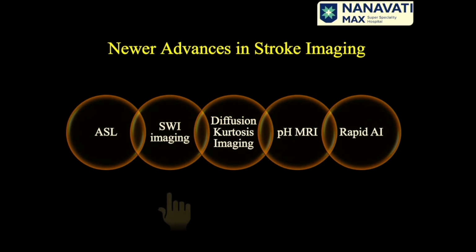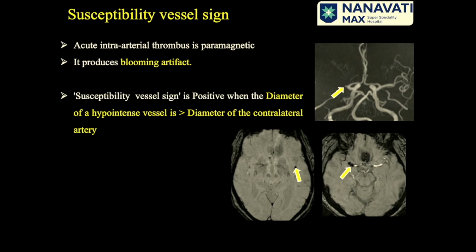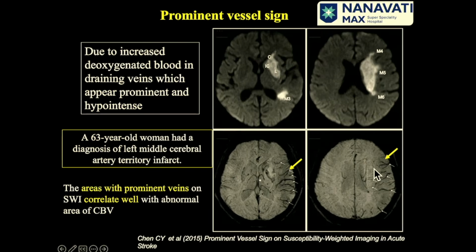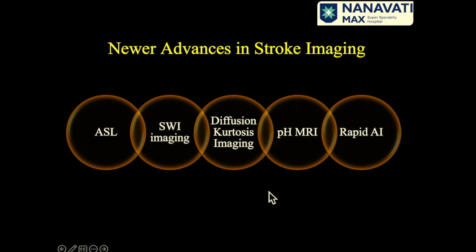SWI we saw is useful in looking at microhemorrhages, but also it shows acute thrombus very well, what is called the susceptibility vessel sign. So acute thrombus appears larger than the contralateral artery. It is also very, very useful, if you have not done diffusion, this is good enough to look at the prominent vessel sign, and this area corresponds very well to diffusion abnormality and perfusion abnormality.